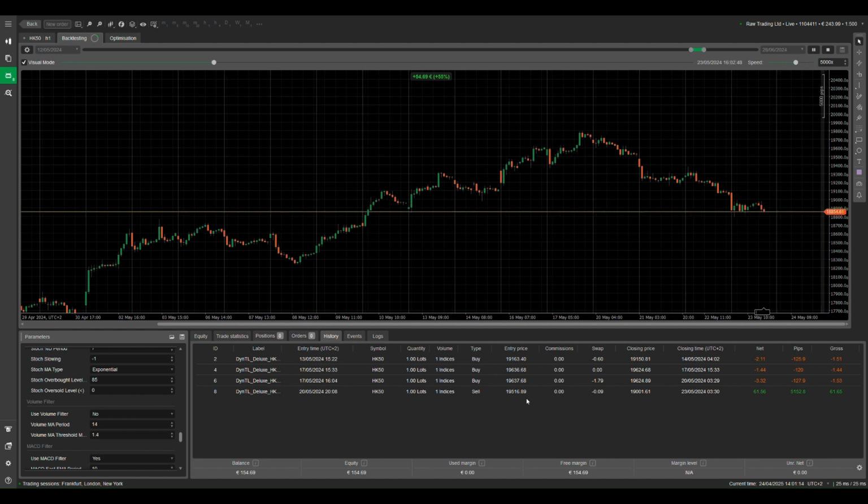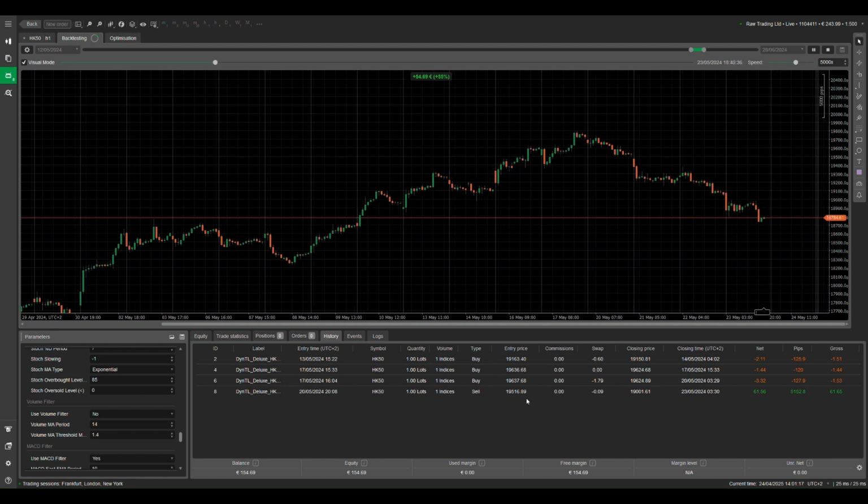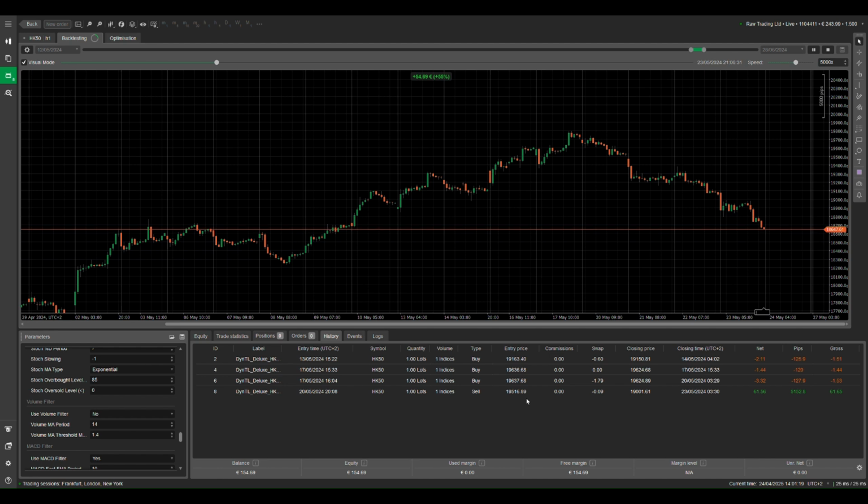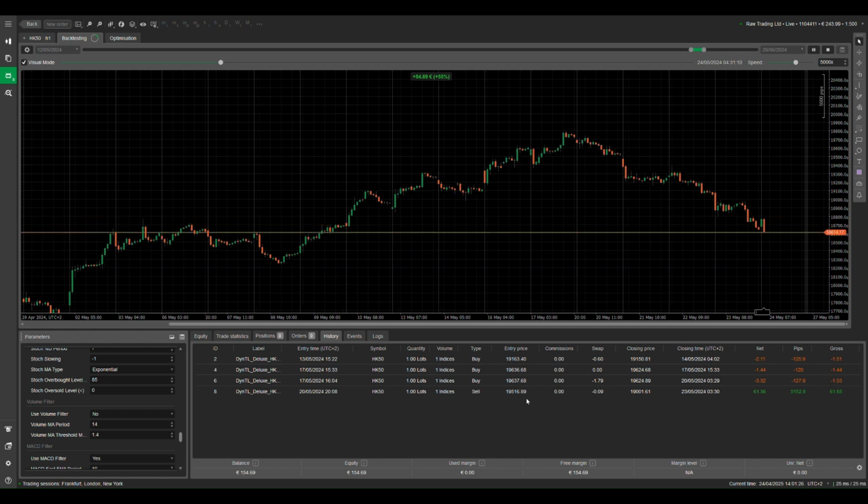DMI/ADX, use ADX range filter; Bollinger Bands, use Bollinger filter; Ichimoku, use Ichimoku filter. These filters provide tools for more accurate signal selection.